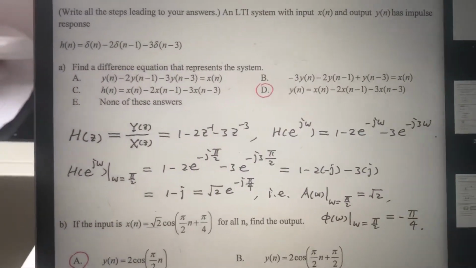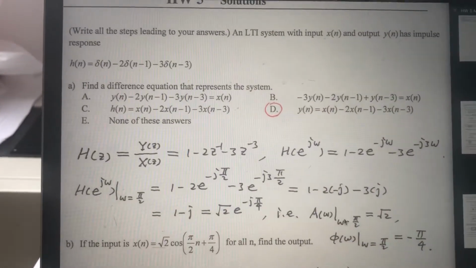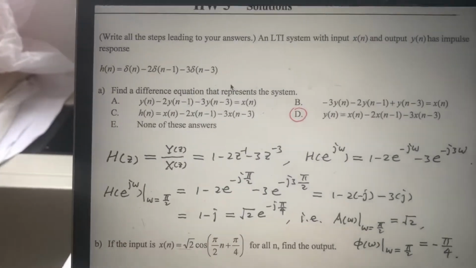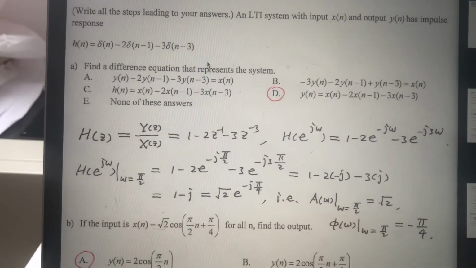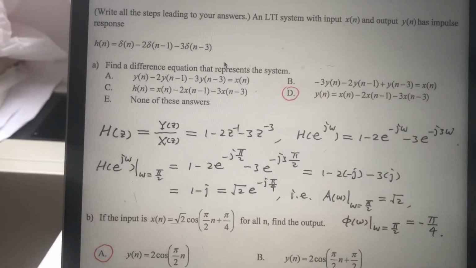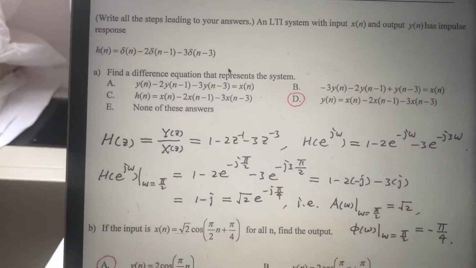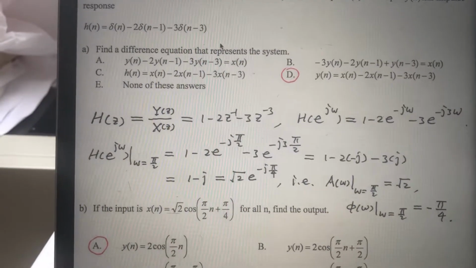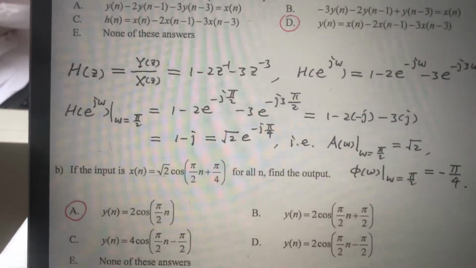First, let's look at problem 1. Write all the steps leading to answers. An LTI system with input x[n] and output y[n] has impulse response h[n] equals δ[n] minus 2δ[n-1] minus 3δ[n-3].